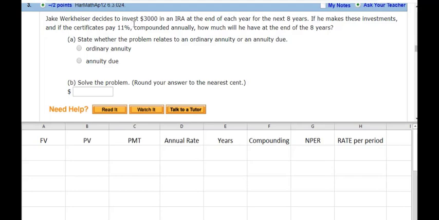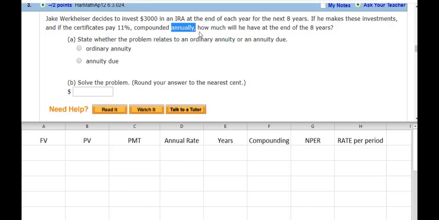He decides to invest, now read this carefully, $3,000 in an IRA at the end of each year. So that's not a present value of $3,000. That's $3,000 at the end of each year. That's the payments for each of the next 8 years. If he makes those investments, he gets 11% and it's compounded annually. So yearly payments, yearly compounding.